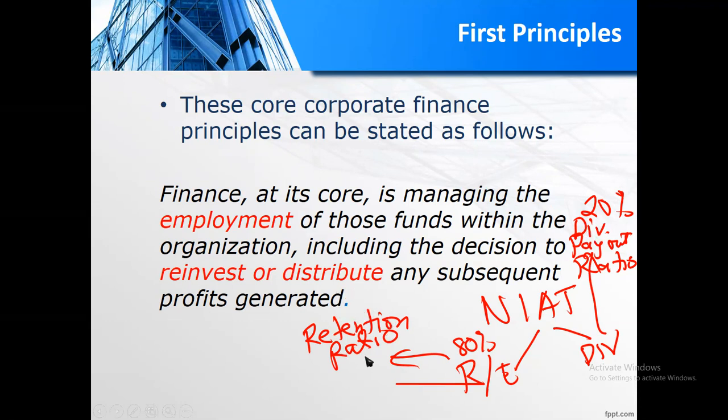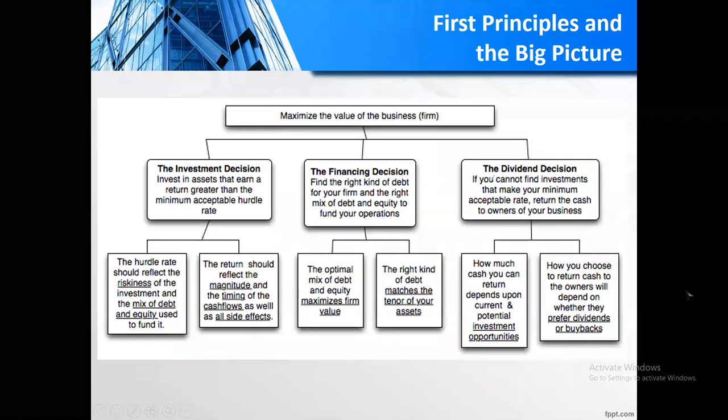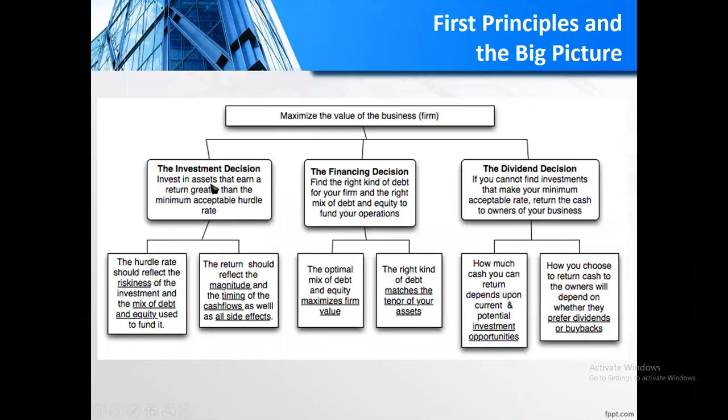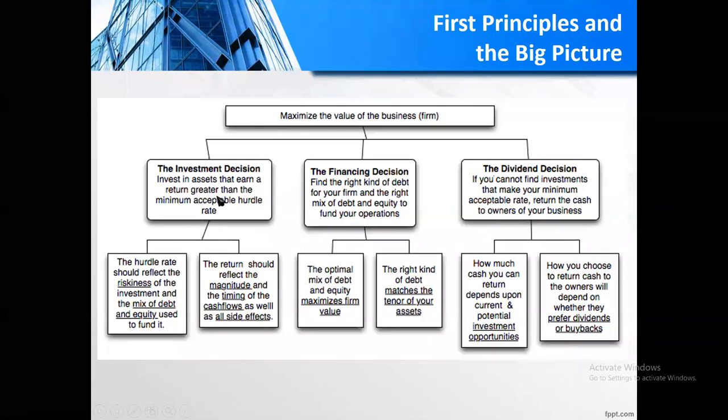Sabi nga natin, yung retention ratio at saka yung dividend payout ratio. Okay, so this is just to summarize it, guys. Investment decision: invest in assets that earn a return greater than the weighted average cost of capital or hurdle rate. So yung mga tinitingnan natin dyan, dapat yung hurdle rate natin, dapat mix ng debt and equity yan. Okay, optimal capital structure dapat yan.